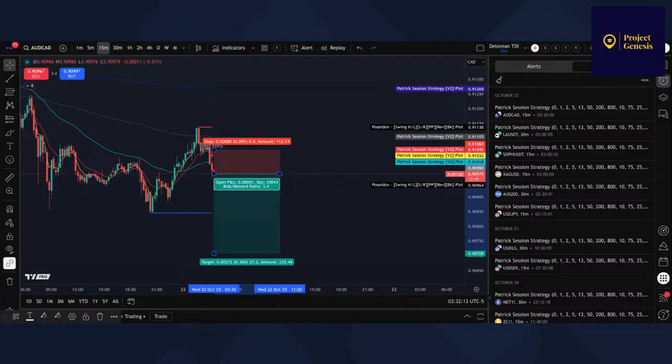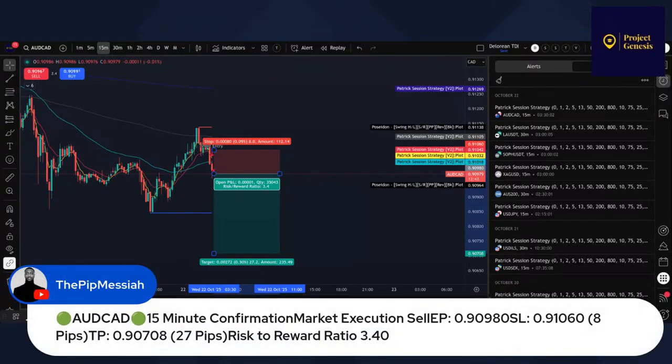All right, your next call of the night. It's going to be a sell on Australian dollar versus Canadian dollar. 15-minute confirmation, market execution sell. Your entry price is 0.90980. Your stop loss is 0.9160 for 8 pips. Your take profit is 0.90708 for 27 pips and a risk to reward ratio of 3.40.